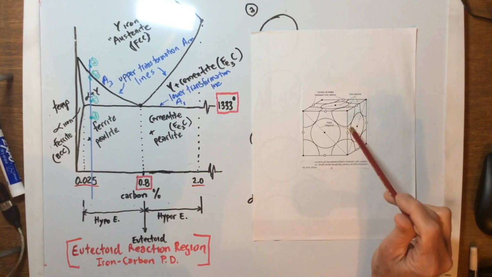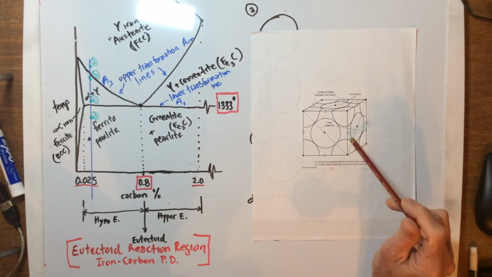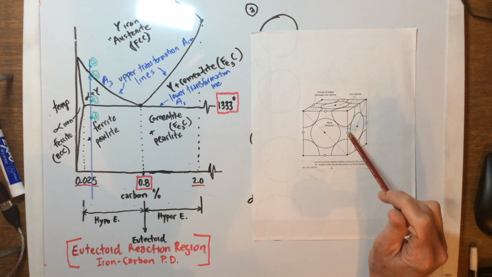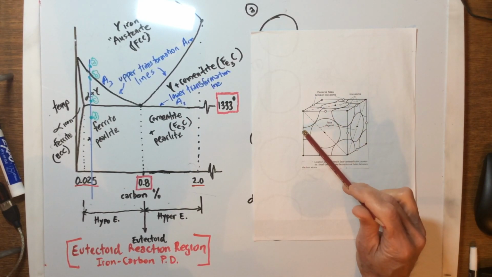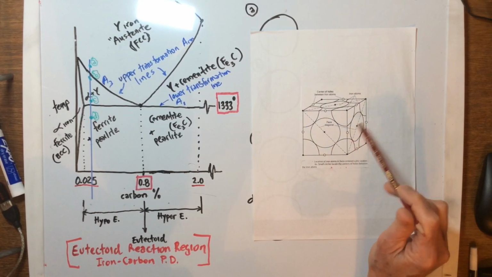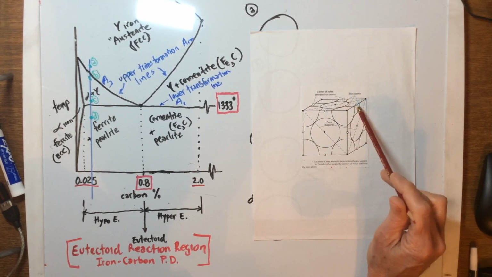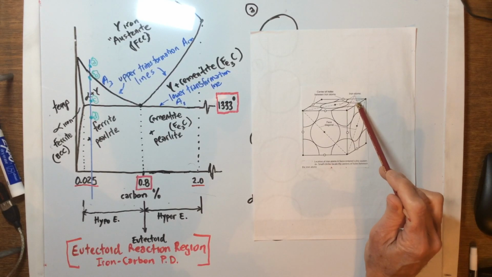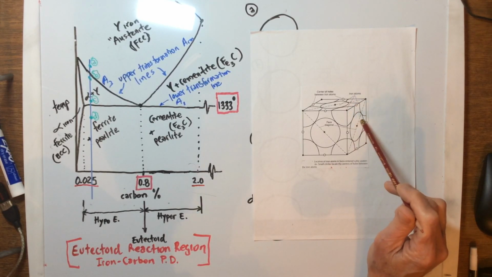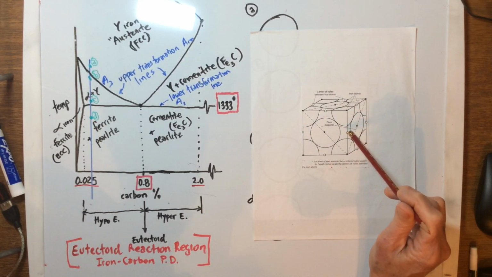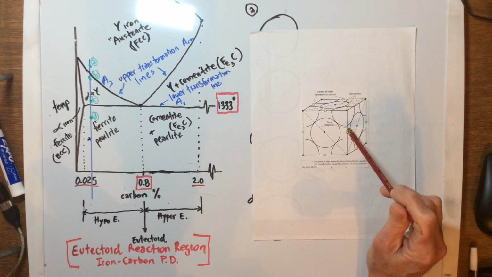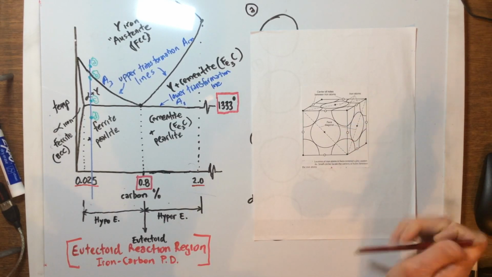But notice that because this is an FCC with a maximum atomic packing factor, you're going to have all of these interstitial sites, all these little circles here. All these are interstitial sites where carbon atoms can invade the lattice. So there's a much greater possibility for carbon, interstitially speaking, to enter into the lattice on an FCC crystalline structure as opposed to a BCC crystalline structure.